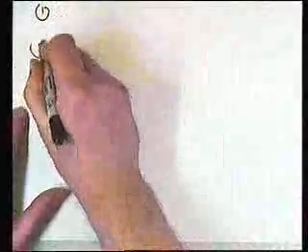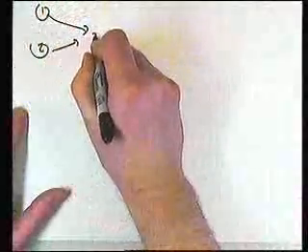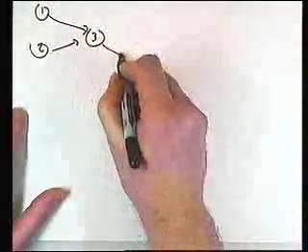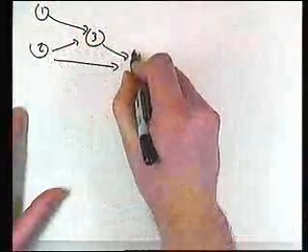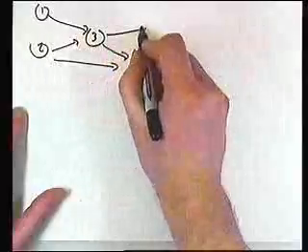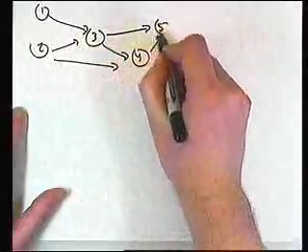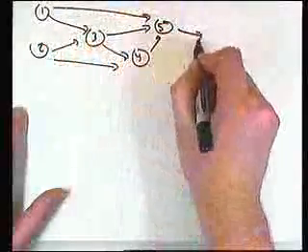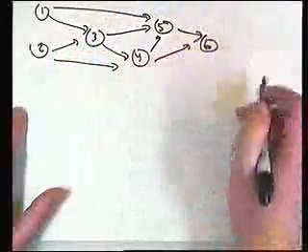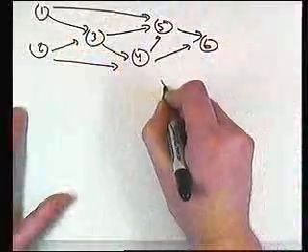So let me draw that graph back up. And we can have here 1 and 2, and here's 3, and here's 4, and here's 5, 6. And one way we can do this is to say, let's set up a table.